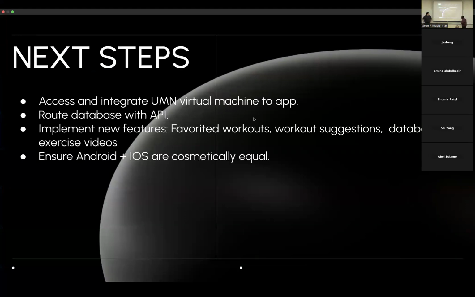All right, so next steps for our app. The main thing we're waiting on right now is to access our UMN virtual machine and to integrate it and just make sure it's working within the app. This will let us route our database with the API and make sure the full stack is established within our app. After that, it's implementing new features like that favorited workout thing Elias was talking about, workout suggestions, and then adding database exercises and populating the videos into the app. And then finally, just making sure Android and iOS are cosmetically equal and that they look like the same app, but on different platforms.